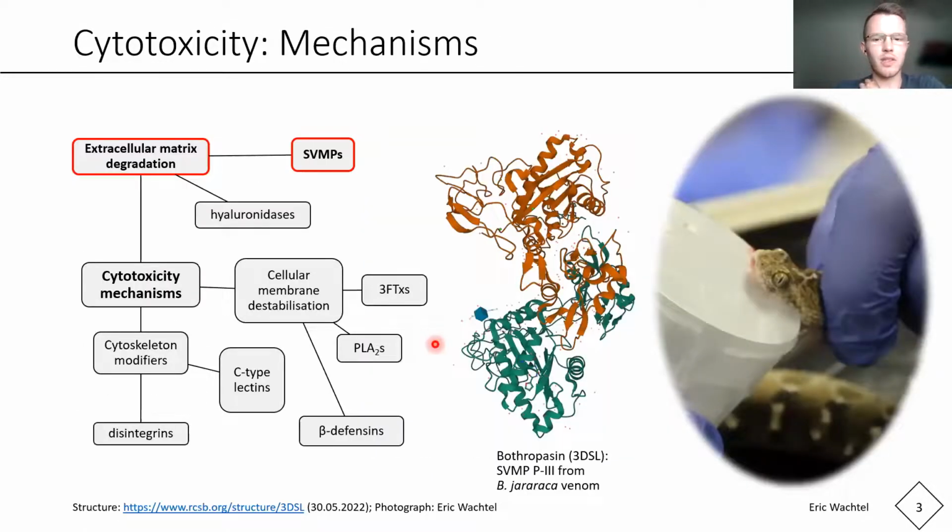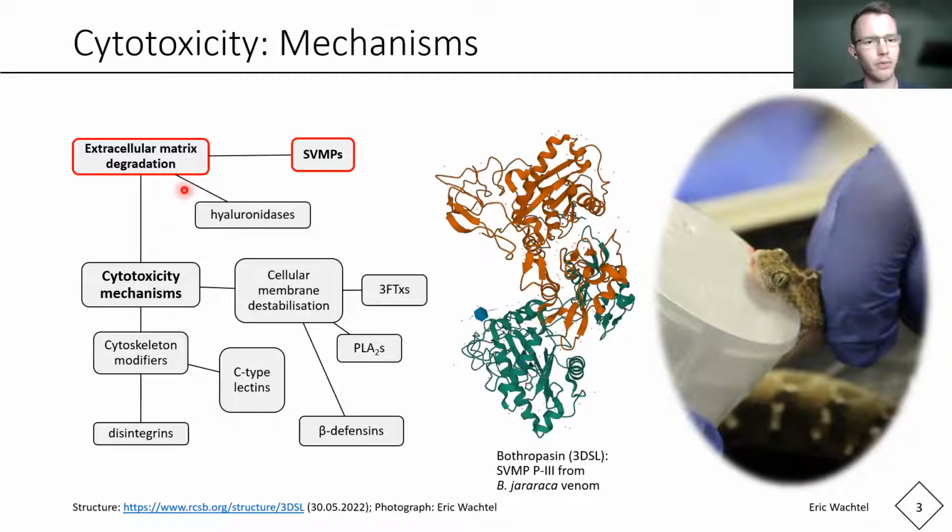So cytotoxicity is not that straightforward. We have different mechanisms that can cause cytotoxicity. First, we have the cellular membrane destabilization. Toxins that cause cytotoxicity this way are most prominently your three-finger toxins and your PLA2s, which belong to the major groups in snake venoms, and also beta-defensins. Then we have cytoskeleton modifiers, which are your C-type lectins and disintegrins.